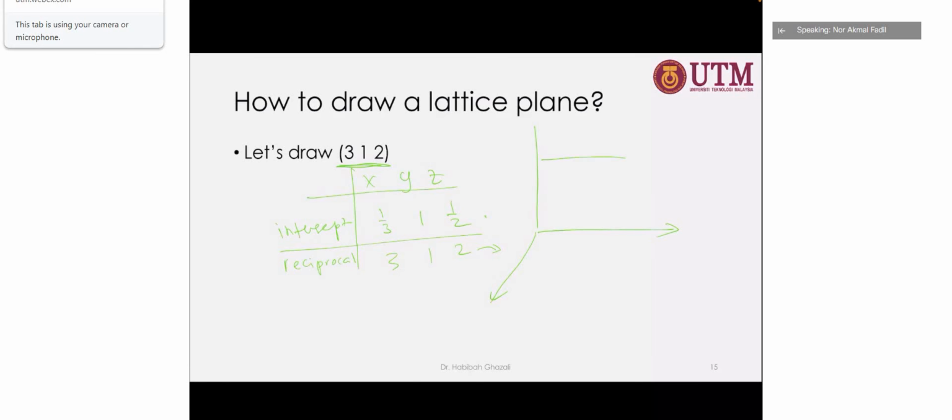All right, so you draw the cube. Since there's no negative, we can just determine the origin as this normal position, x, y, and z. So now we just identify the intercept: x is 1 over 3, y is 1, and z is half. So you just connect all these points and then shade the plane.